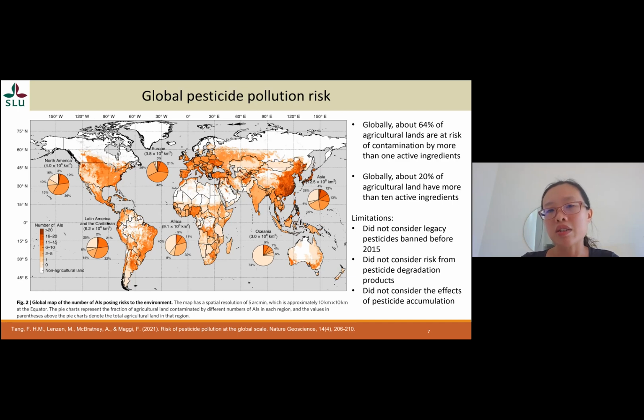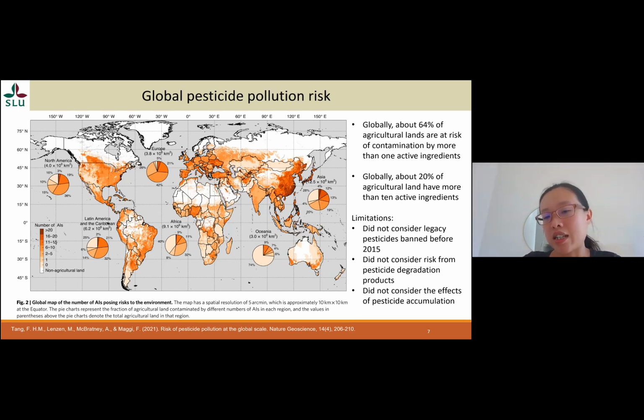there are some limitations in this study that might cause an underestimation of the risk. So one of them is that in this study, we did not consider legacy pesticides that were banned before 2015. And we also did not consider the risk from the degradation products of pesticides that can be even more persistent or more toxic than the parent molecule. And because this model is a time static model, we did not consider the accumulation of the pesticide over time. So these limitations can result in underestimation of the risk that we already see is very extensive.